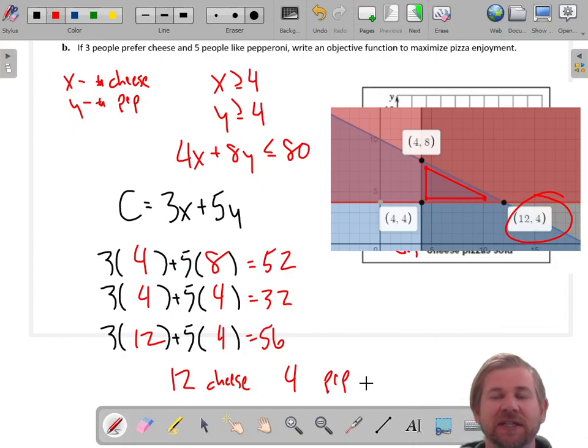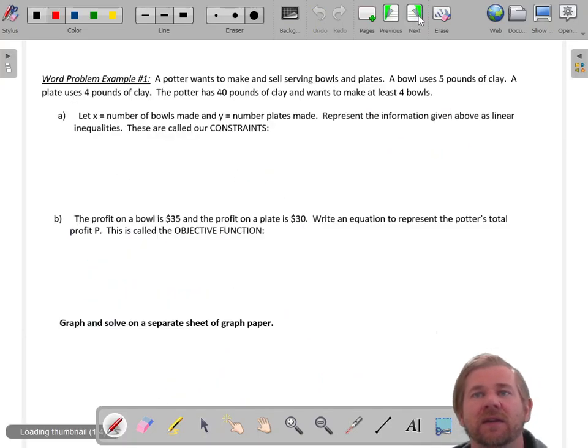So 12 cheese pizzas and 4 pepperoni pizzas. So you create the constraints so that you can graph them, you create the objective function, and then you test the vertices. Let's try another one.